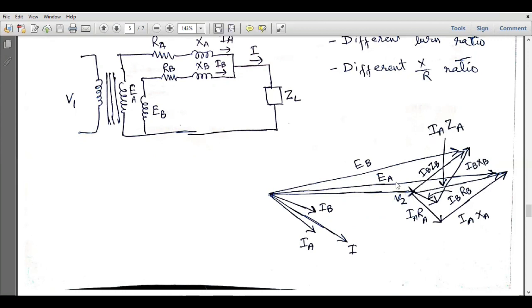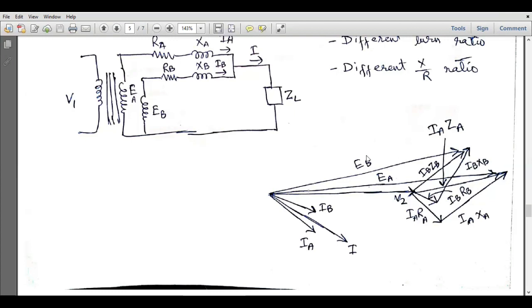Now the vector sum of V2 and IBZB is actually EB. Okay, so this is V2 and this is IBZB. So their vector sum is this EB, and this is V2 and this is IAZA, and their vector sum is actually equal to EA. So EA will be starting from here and it will be terminating at this point.